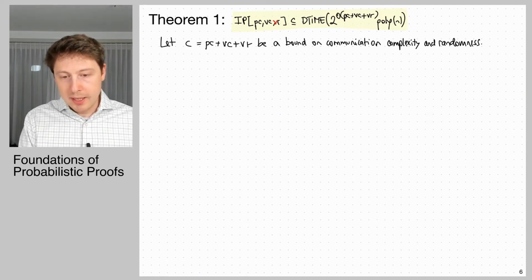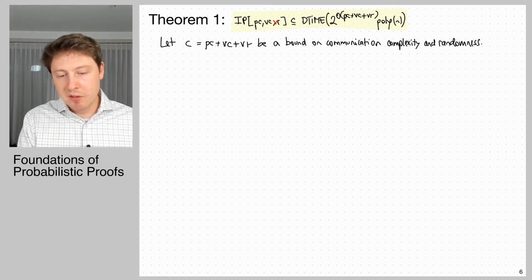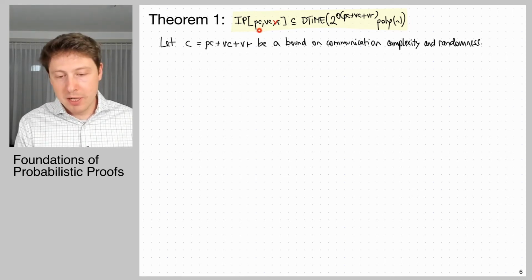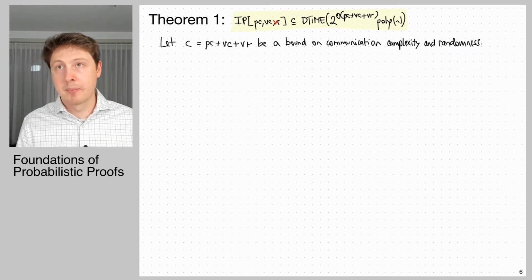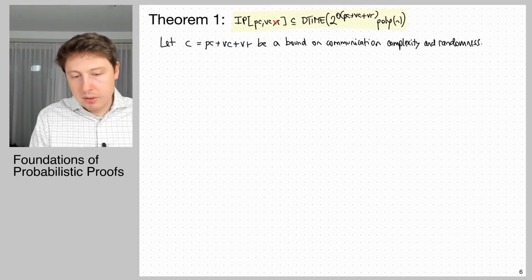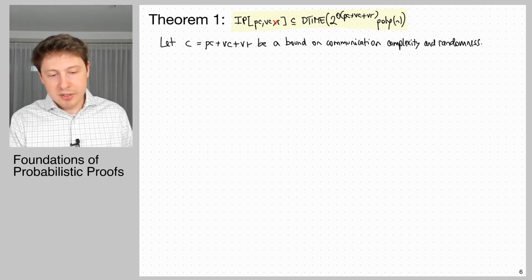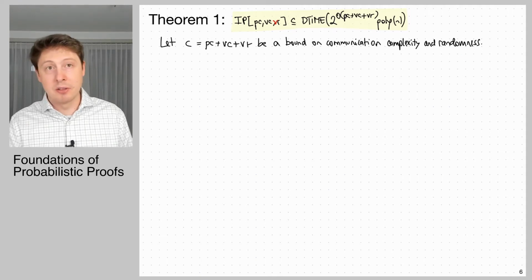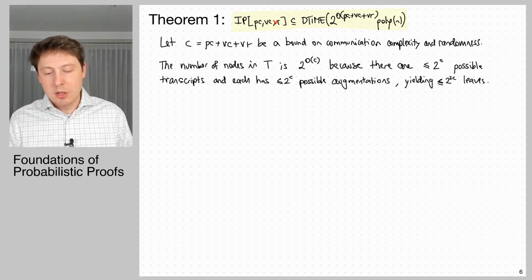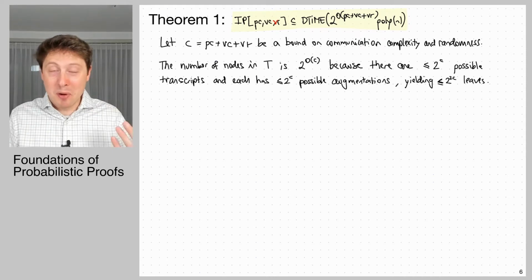We're going to consider a generic interactive proof where you have a parameterized bound on prover communication, verifier communication, and verifier randomness. And I want to tell you that because that is the case, I can decide the language in time that is exponential in all of these quantities. All right, so just for notational convenience, set C to be a bound on communication complexity and randomness. Look, this is the upper bound that we already proved in lecture 1.